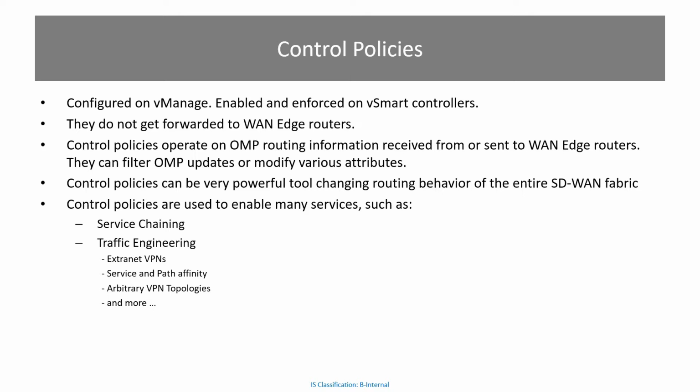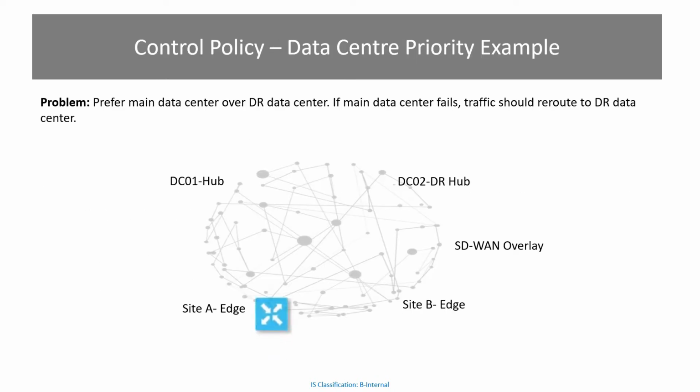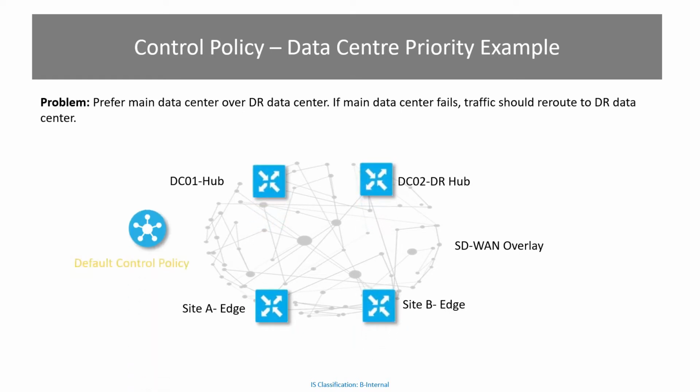Control policies are used to enable many services, such as service chaining, traffic engineering, extranet VPNs, service and path affinity, arbitrary VPN topologies, and more. So let's create an example control policy which will prioritize data center DC1 for the remote site VPN traffic.